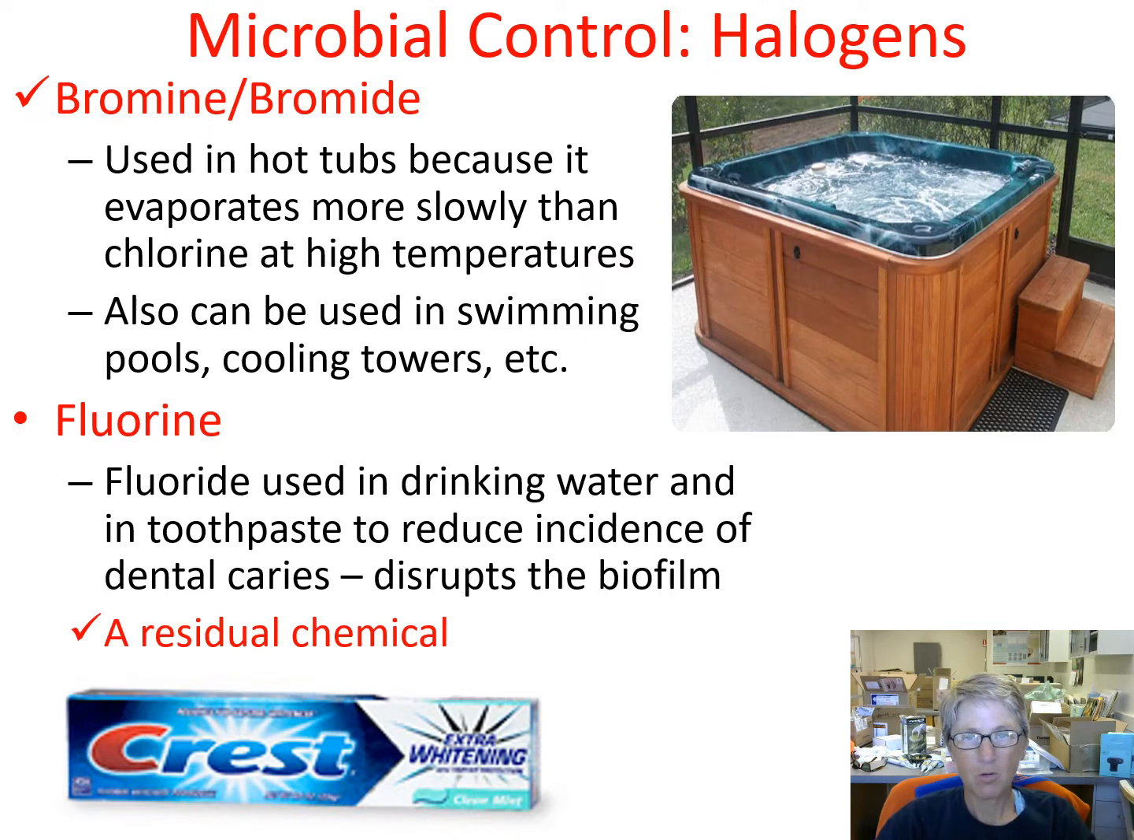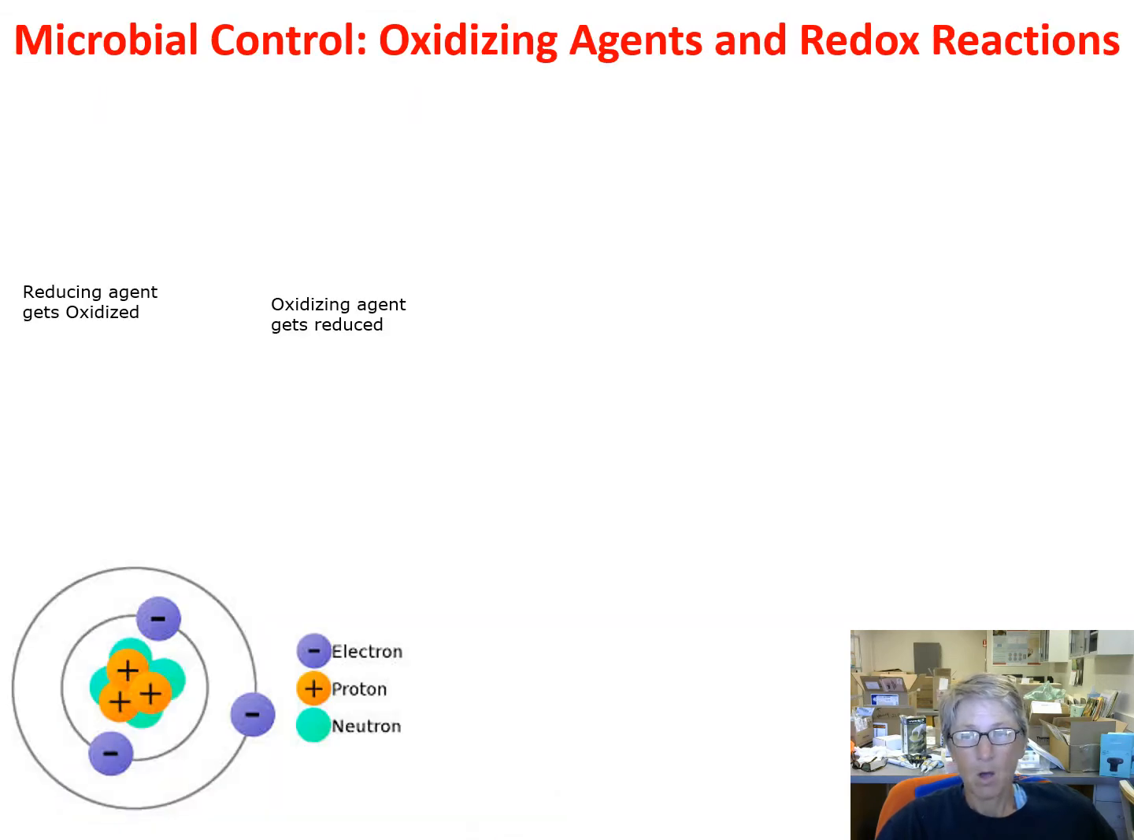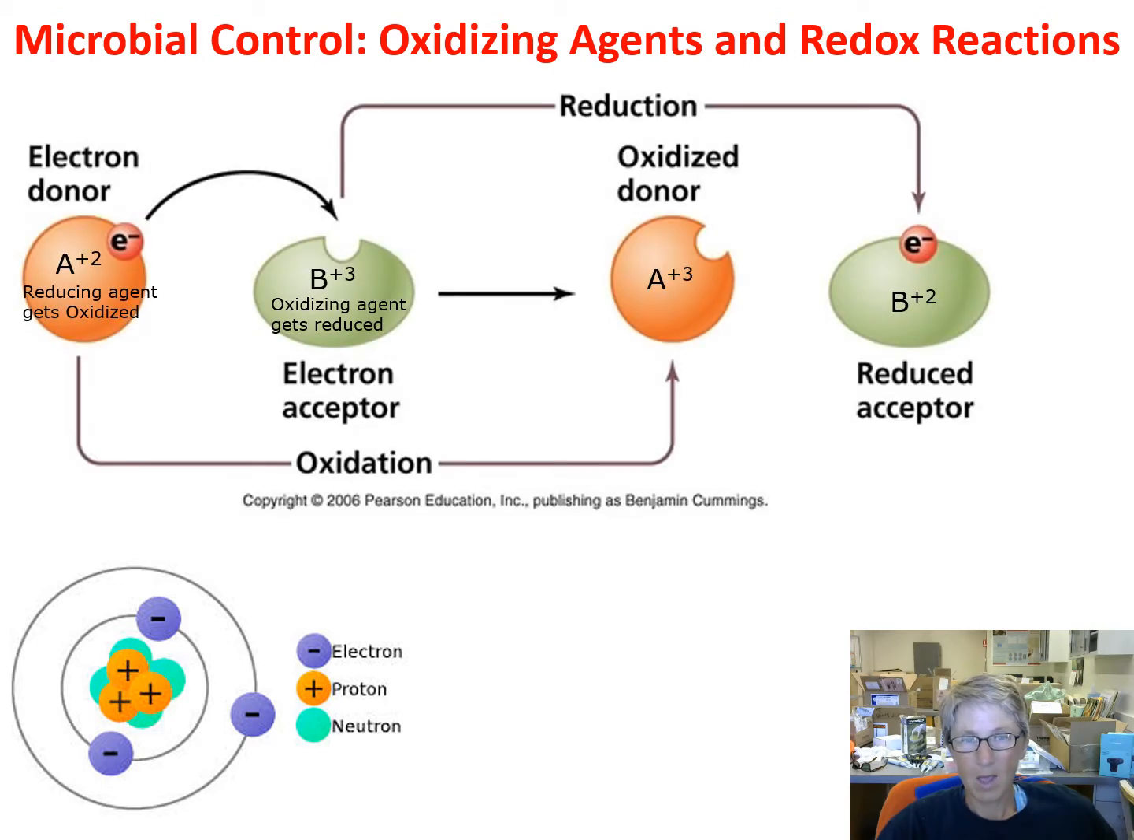More halogens to control microbes. Bromine, or bromide, is used in hot tubs because it evaporates really slowly. You can also use bromine, aka bromide, in swimming pools. Fluorine. You probably know that you have fluoride. It's a residual chemical in your toothpaste, and it's there to reduce the number of cavities, or dental caries, as it disrupts biofilm. Okay, now I promised we would talk more about oxidizing agents and redox reactions.